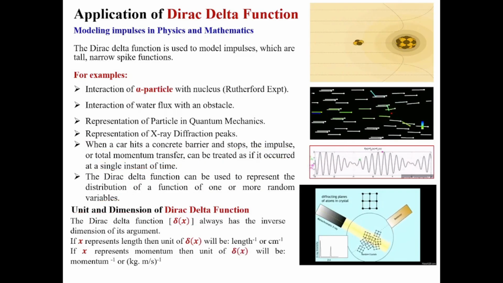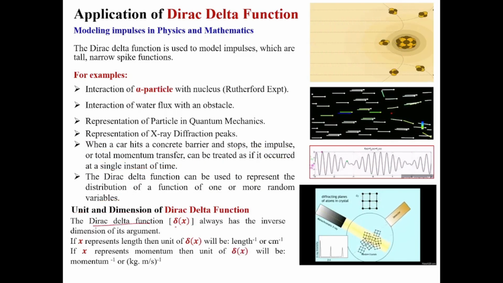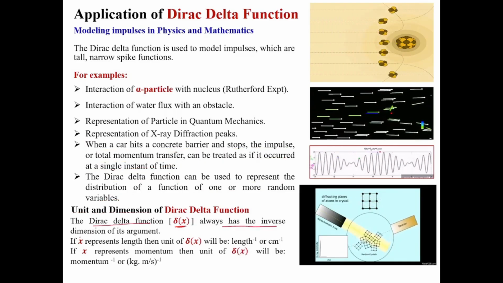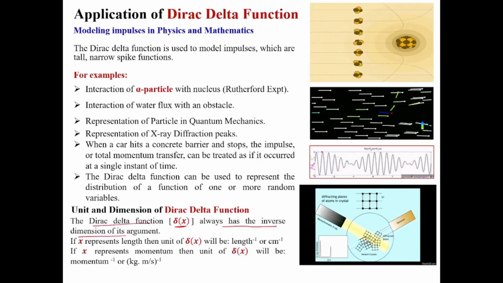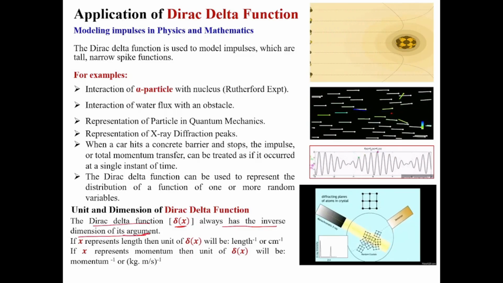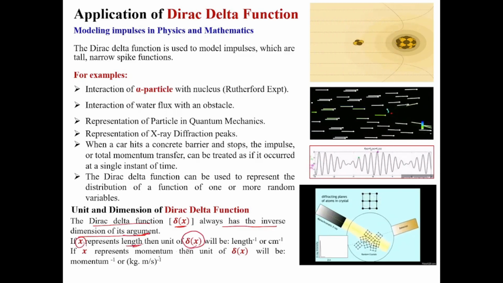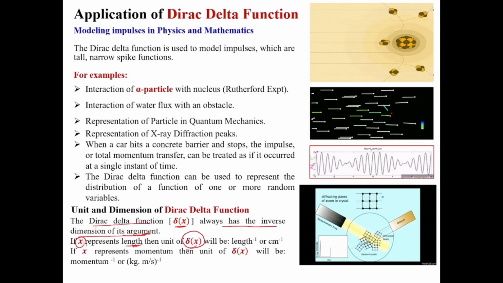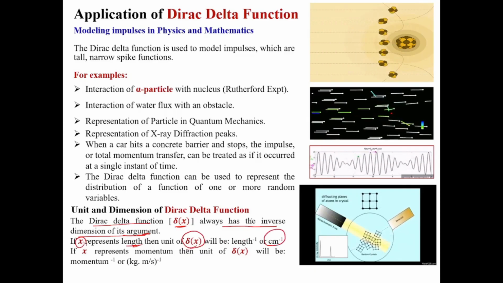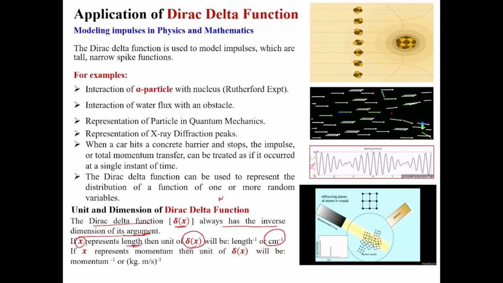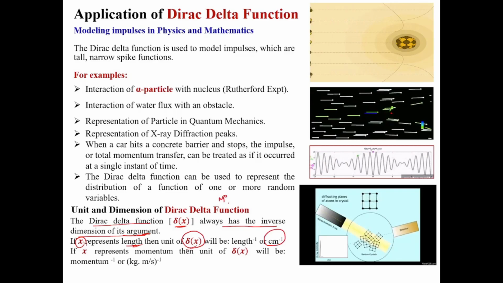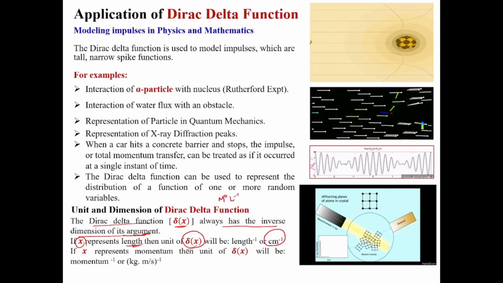Just remember, the Dirac delta function, delta x, always has the inverse dimension, obviously corresponding to the unit of its argument. That means suppose x represents length, the unit of delta x will be 1 by length, or centimeter inverse, and its dimension will be M^0 L^-1 T^0.